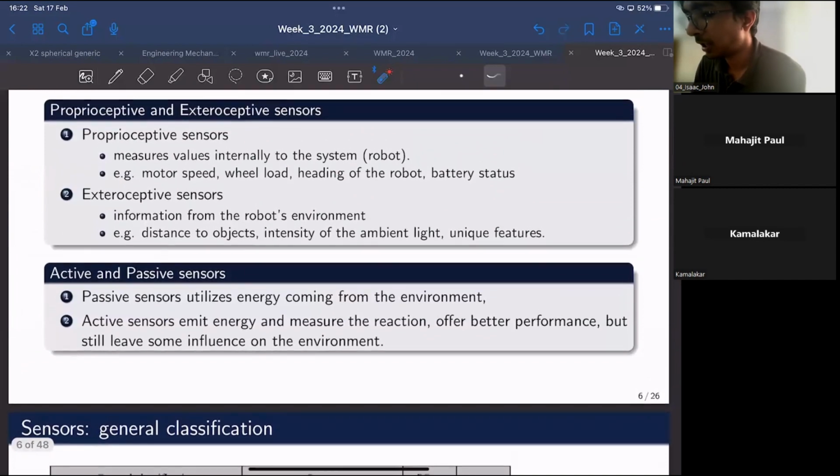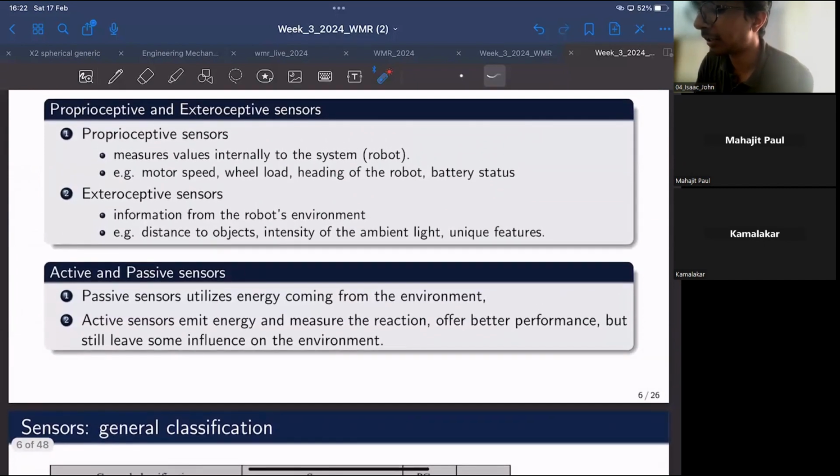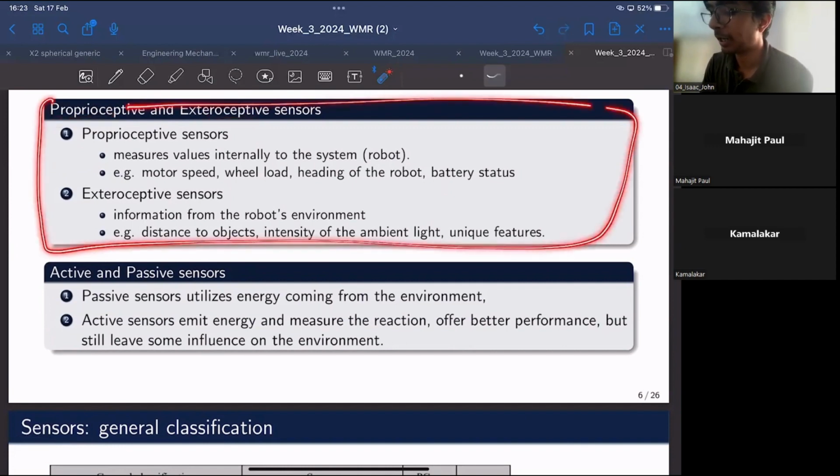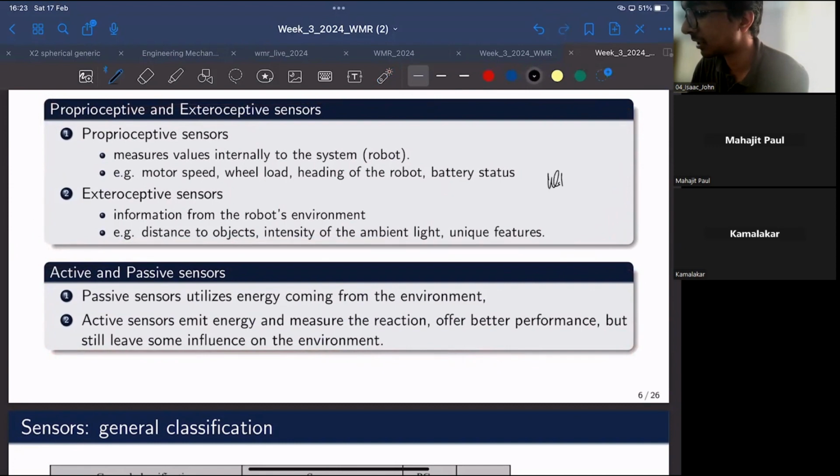So a sensor can come under either proprioceptive or exteroceptive, and it can also fall under the active or passive classification. For example, if you talk about this ultrasonic sensor, it basically measures proximity to an external object. Due to that, it is an exteroceptive sensor.